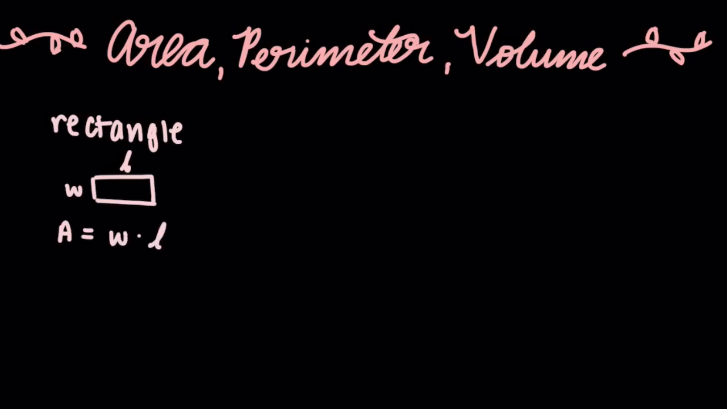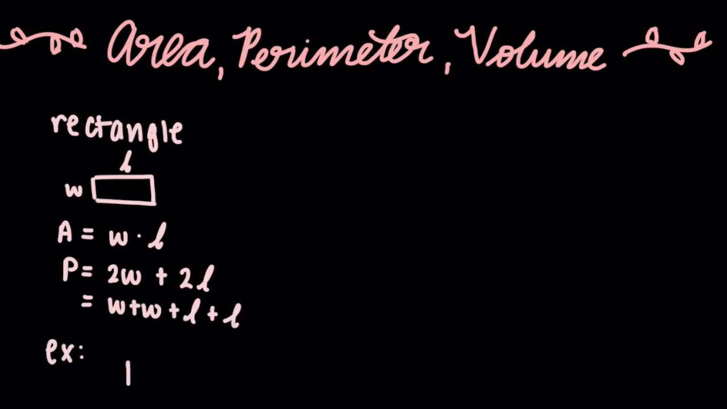Let's move on to area, perimeter, and volume. The first shape we will discuss is a rectangle. A rectangle has two equal sides, which are the width, and two other equal sides, which are the length. The area is the width times the length, and the perimeter is 2 times w plus 2 times l, or another way to say it is w plus w plus l plus l.